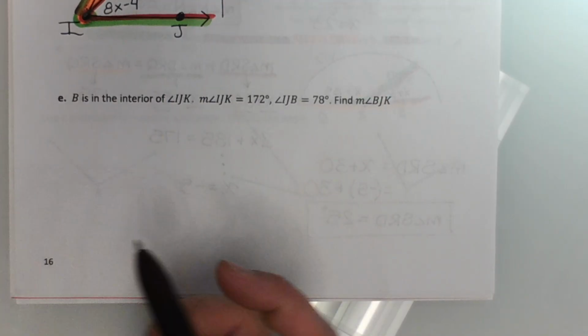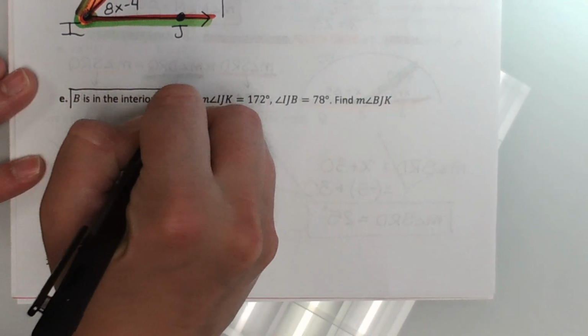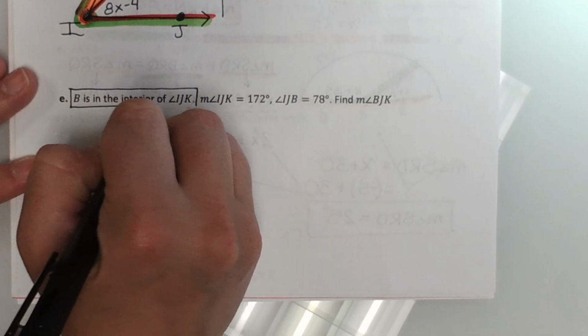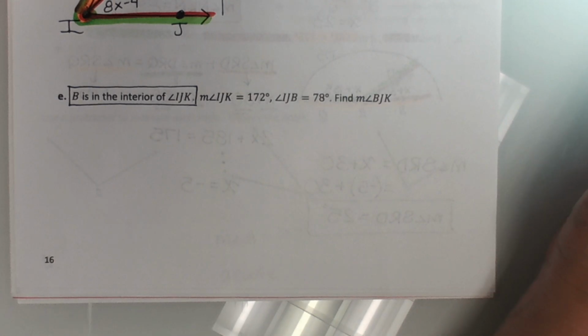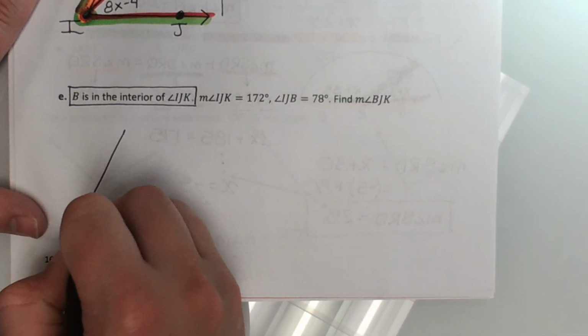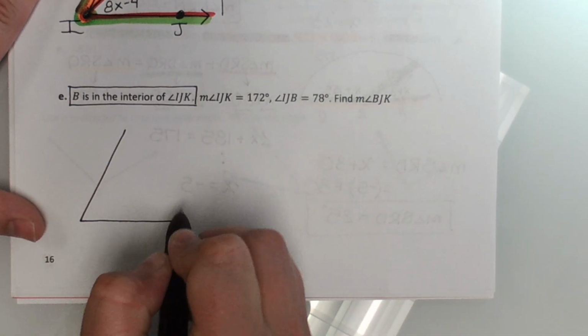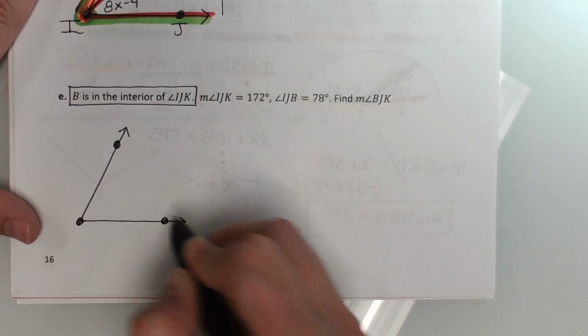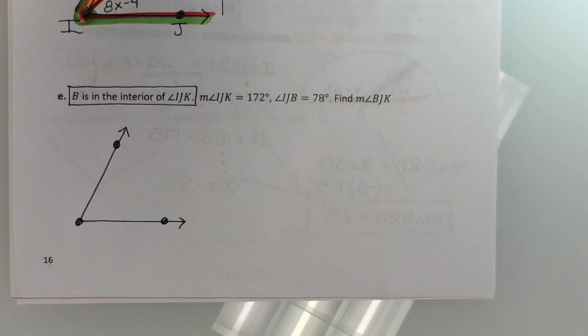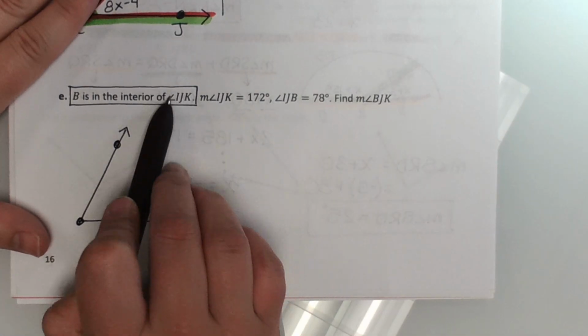Final problem. T is in the interior of angle IJK. First thing you want to draw is the angle. Am I picky on where I put the points on that angle? Yes. Yes, specifically 1 point. Which point? Okay. We're just focusing on the angle first. I am picky on where I put B.